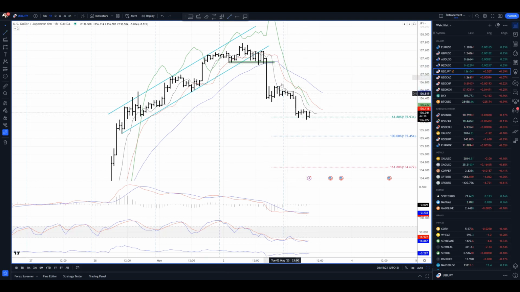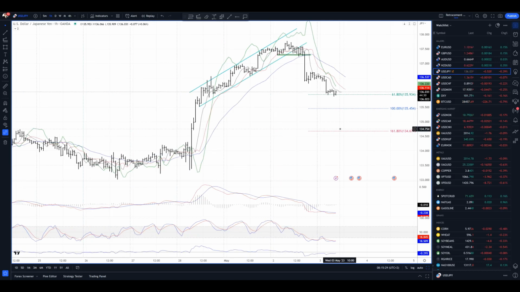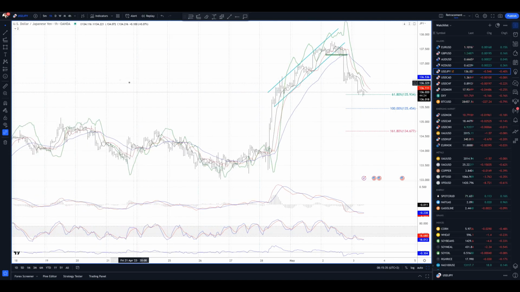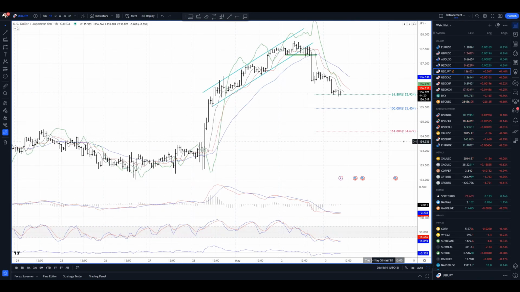So far I placed some expansion level markers just resting around 61.8% expansion. But there is still plenty of space for potential downside. The momentum is pretty bearish, and I will not be surprised if USD yen can trade towards 135, and then the next potential downside objective can be around 134.67.